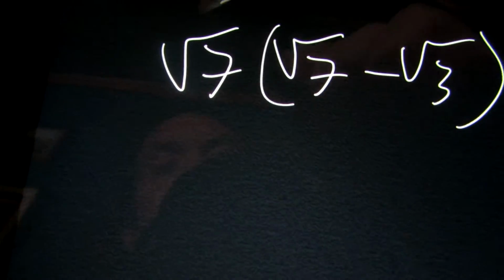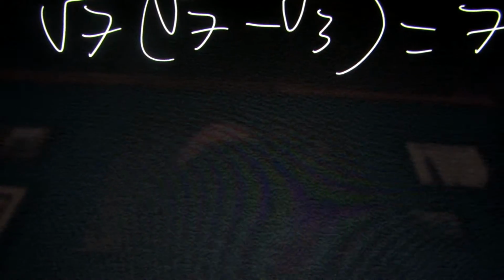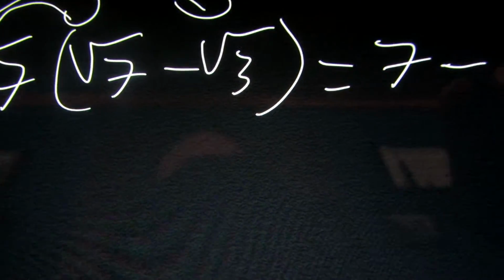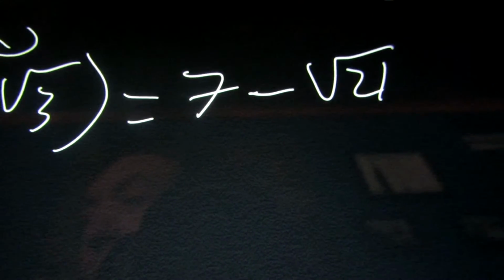So now we can just use the distributive property, and we're going to say square root of 7 times square root of 7, and remember that's just going to be 7, and then we have a minus square root of 7 times square root of 3, which is going to be square root of 21. And that's as far as we can go here.